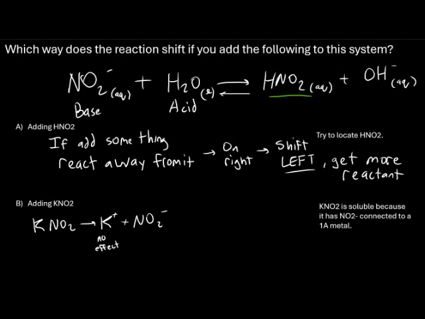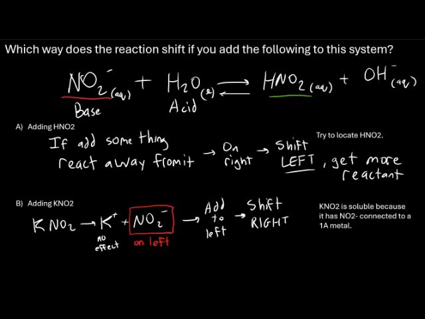NO2- is in the equation, and it is on the left-hand side. So we have added something to the left side. And because you always shift away from things that you add, because we added to the left, we will shift right. Shifting to the right means that we will lose our reactants and make more product. So if you're working a Le Chatelier's principle problem, always look for soluble compounds and look how the pieces of those soluble compounds can influence the reaction.